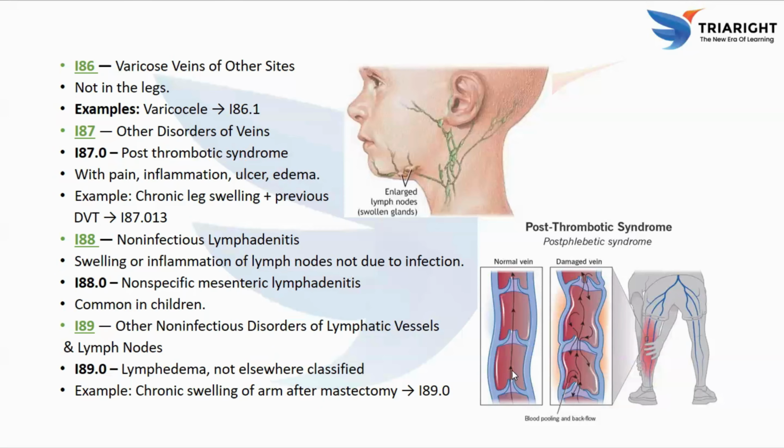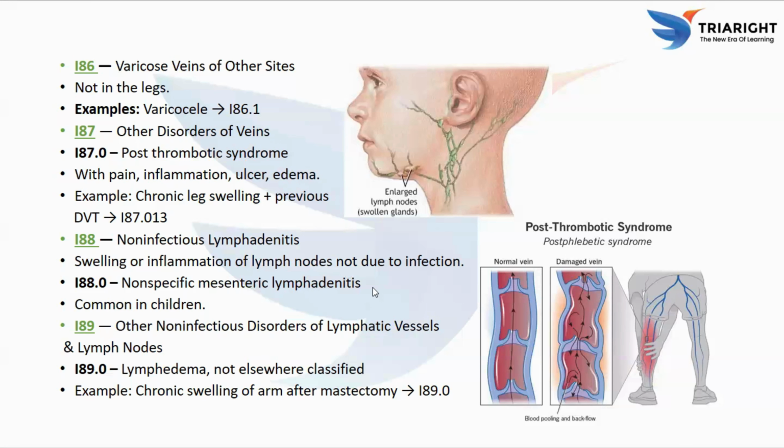In the picture, you can clearly see the differences between a normal vein and a damaged vein. In a normal vein, the blood flows in the upward direction; you can clearly see the arrows pointing upward. Whereas in a damaged vein, you can see the walls fail. It results in backflow, and it results in swelling and pain.